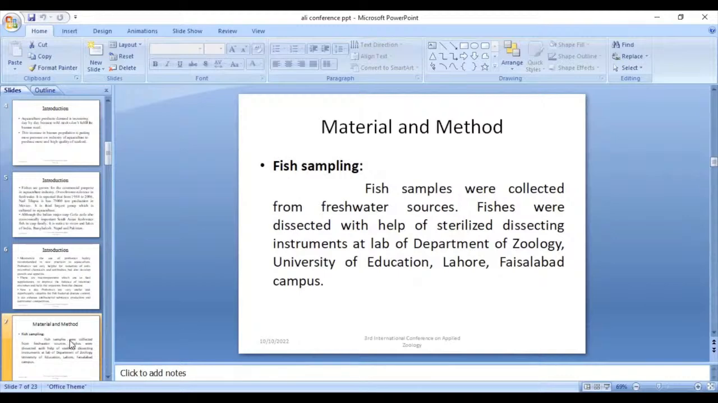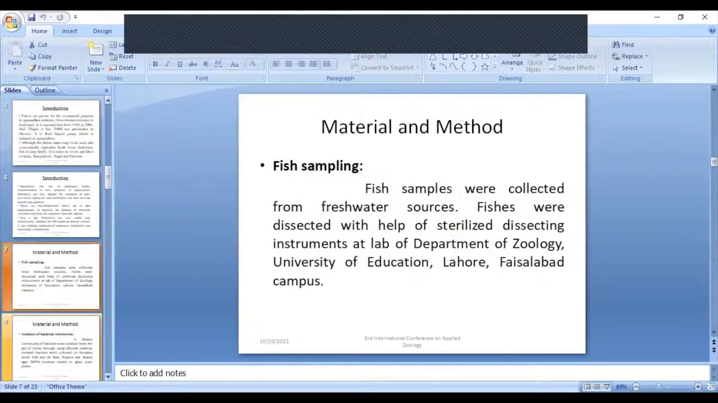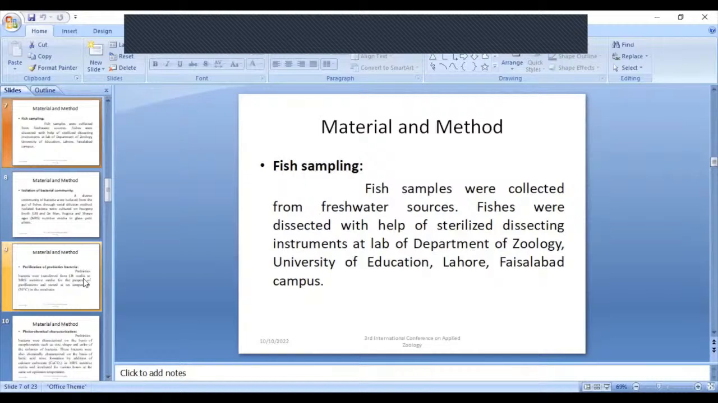Material and method. Fish sampling. Fish samples were collected from freshwater sources, which were dissected with the help of dissecting equipment at the lab of the Department of Zoology, University of Education, Lahore, Faisalabad campus.